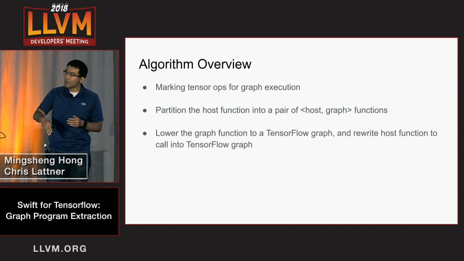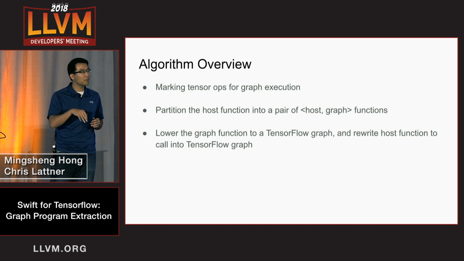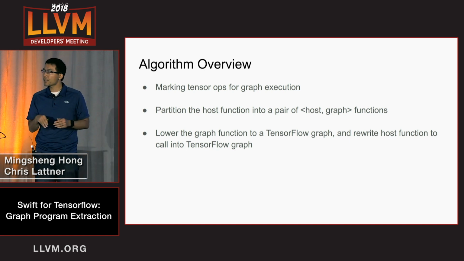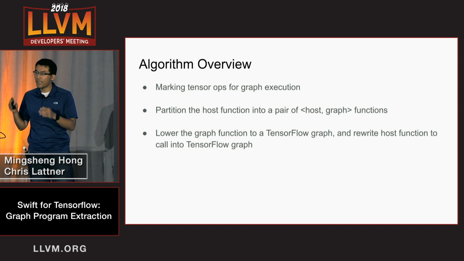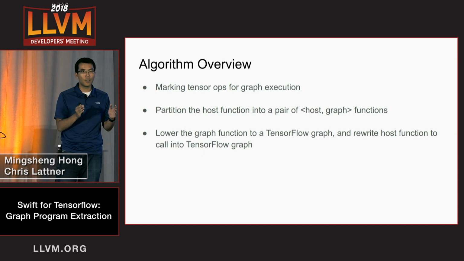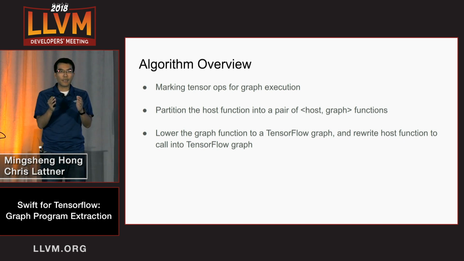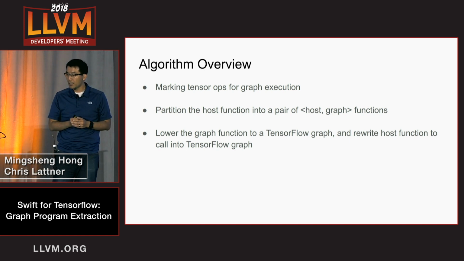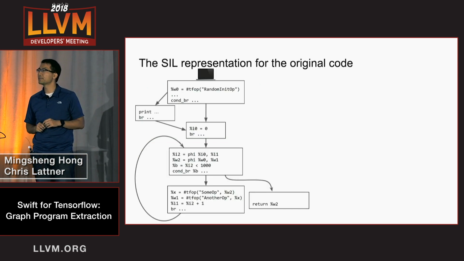Let's now dive into how GPE works. We're going to break it down into 3 major steps. We first mark the relevant instructions for graph execution. We then partition the host function to generate that graph function. And finally, we lower that graph function to something that TensorFlow can execute, and we rewrite the host function to call into the graph. So let's look at these steps.